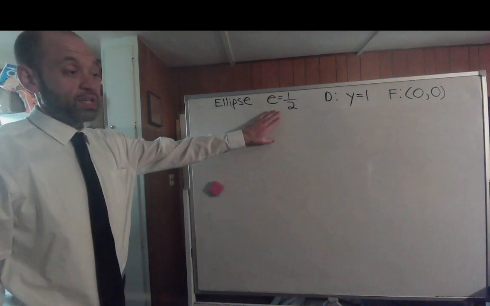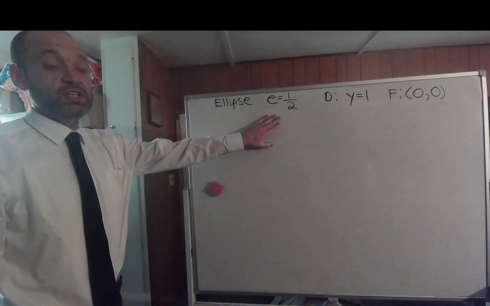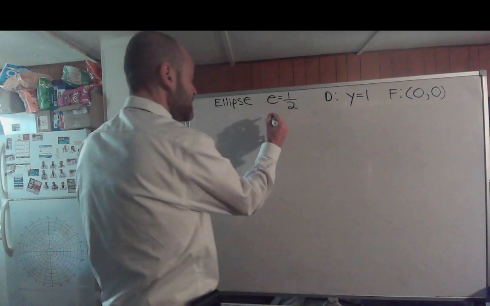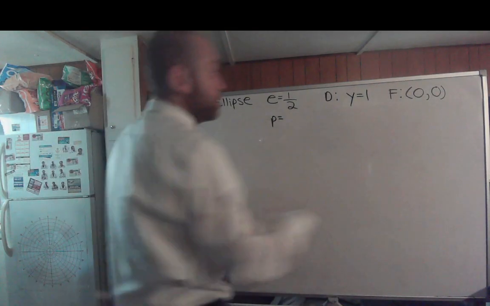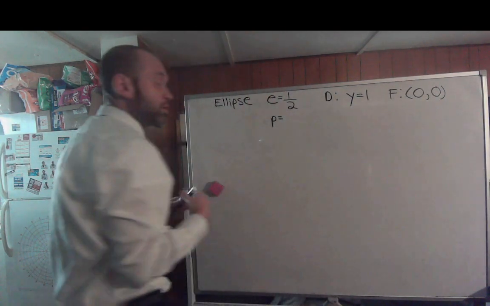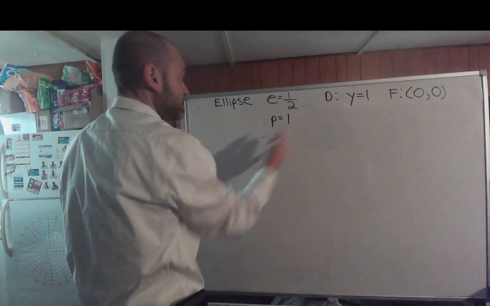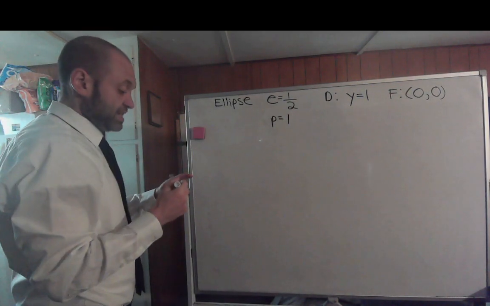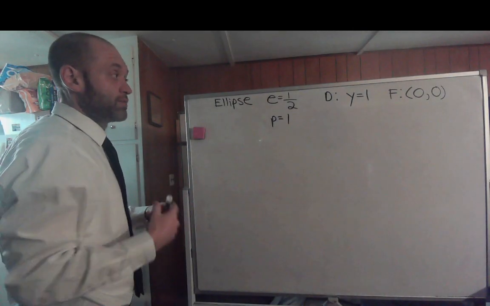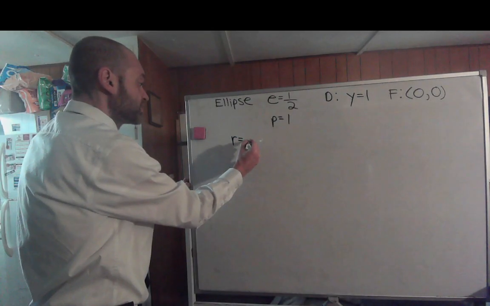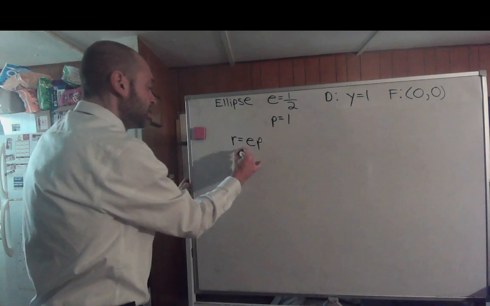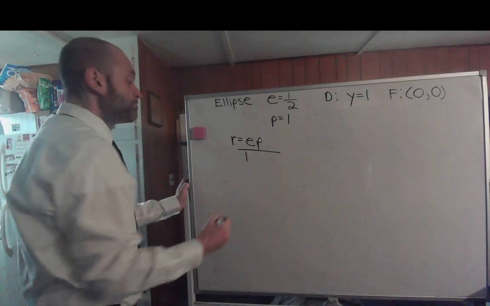Well, we already know the eccentricity. Next thing we need to do is find p. That's the distance between the focus and the directrix. Well, a y-coordinate of 0 to a y-coordinate of 1, that's a distance of 1. Now we can set up the general formula for a conic section in polar form. r is going to equal, of course, e p all over 1.